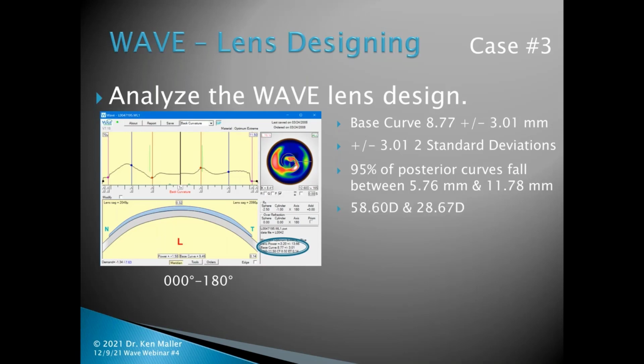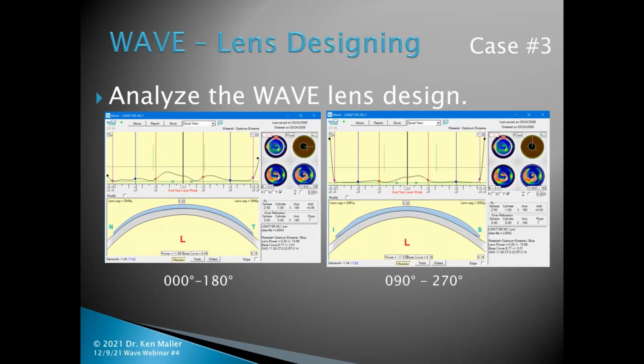In dioptric values, that's a little more than a 58 and a half diopter curvature for the steepest areas, and 28.67 for the flattest areas. So you can see we have a very, very large range of curvatures represented by this particular lens, but that notation of 8.77 plus or minus 3.01 does not really tell you where those curves are. Because we don't know the actual distribution of those curves, we really have to look at this back curvature map to understand which areas are steep and which areas are flat.